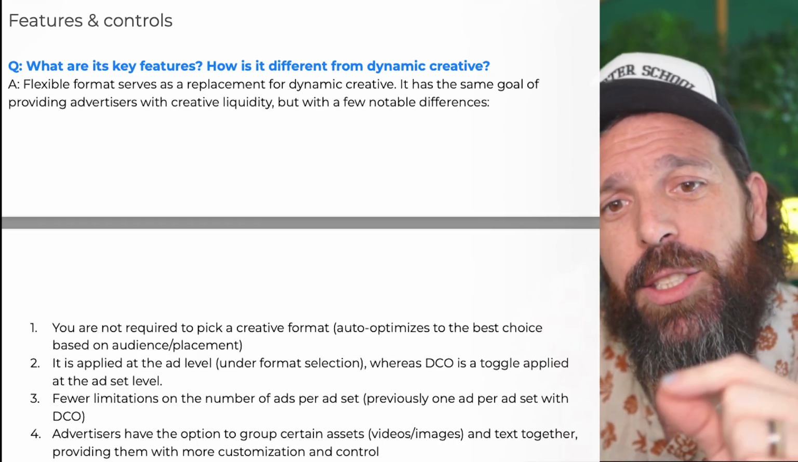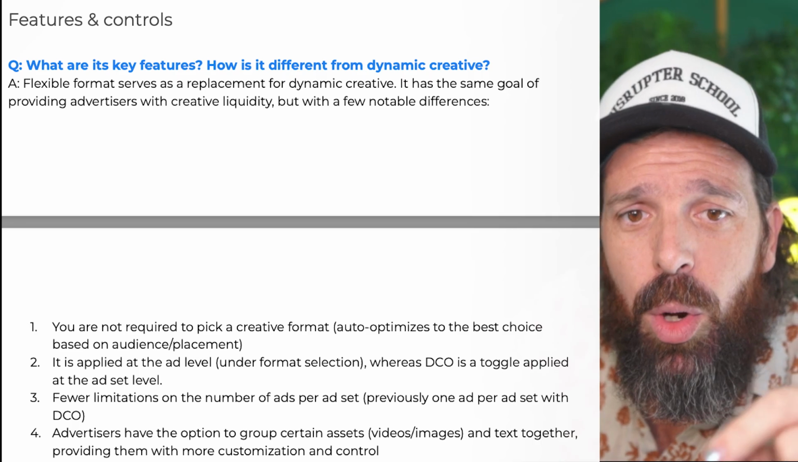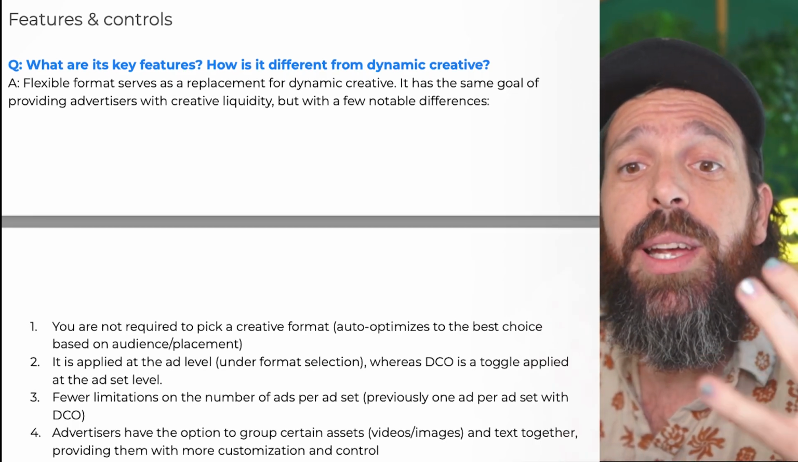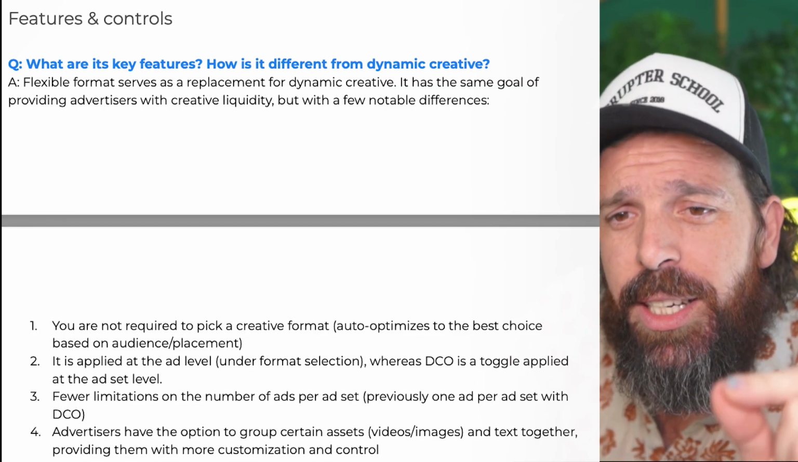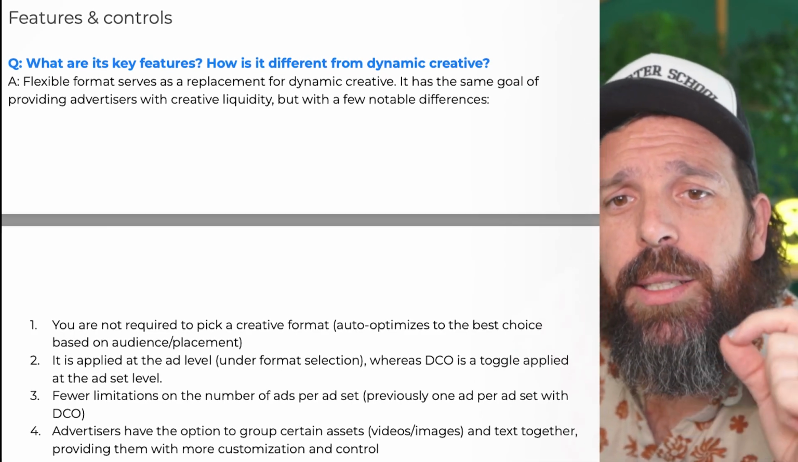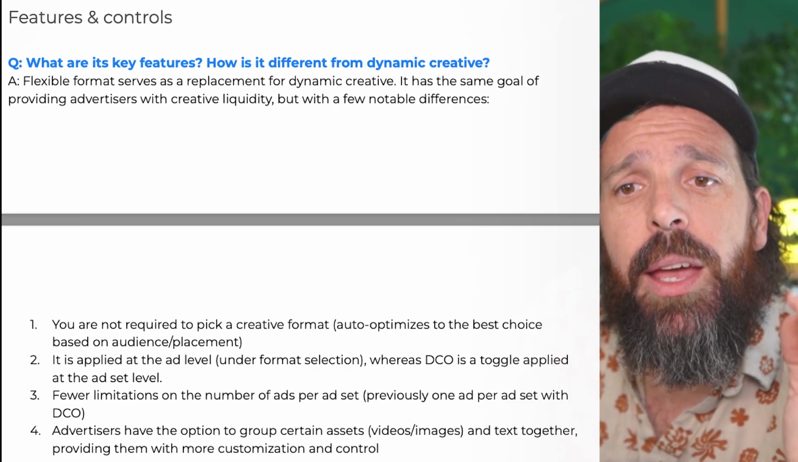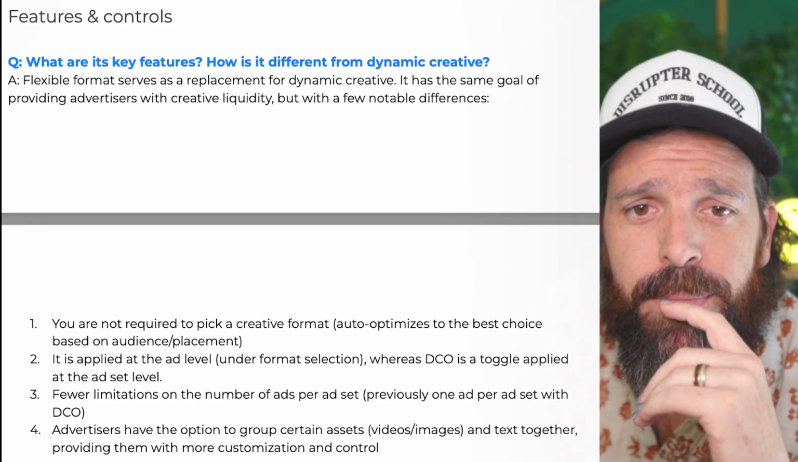And again, to start with, I'm gonna read Meta's actual internal documentation that they've shared with me to tell you exactly what they say. Flexible format serves as a replacement for dynamic creative. It has the same goal of providing advertisers with creative liquidity, but with a few notable differences. First, you are not required to pick a creative format. It auto-optimizes to the best choice based on the audience and platform.